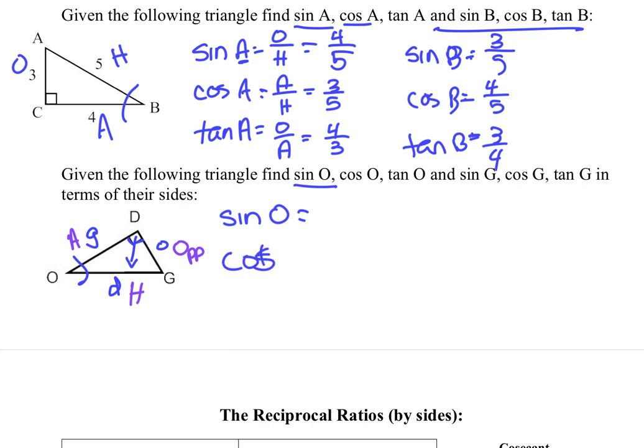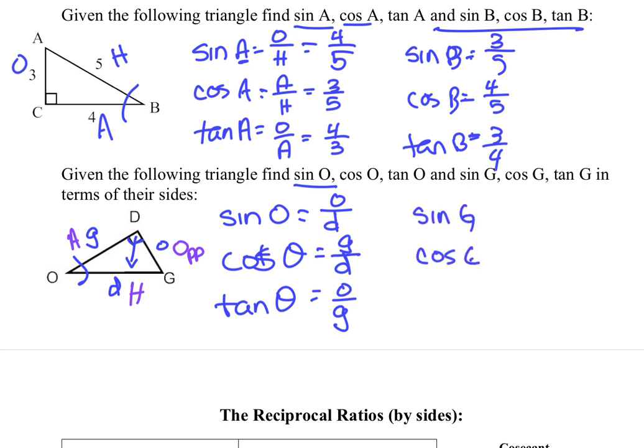Sine, cosine, and tangent. So if you fill these out, O, A, and H, so opposite over hypotenuse. This one would be adjacent over hypotenuse, and tangent would be opposite over adjacent. Okay, and they're just the sides, so they're all lowercase letters. So sine of G, cosine of G, tangent of G.